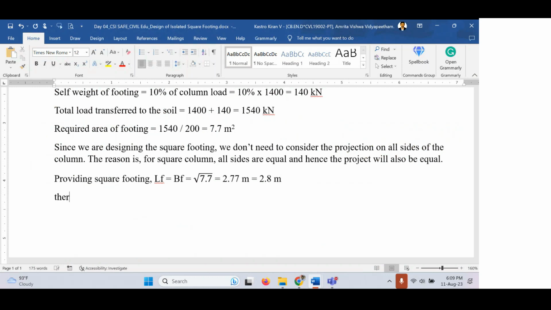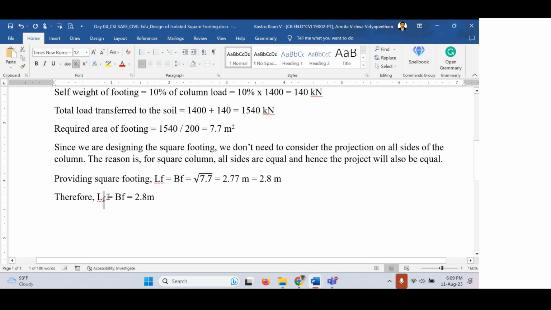So therefore, length of the footing LF equals width of the footing BF equals 2.8 meters. This is how we can calculate the length and width of the footing for the design of a square footing. For a rectangular footing, we have seen how to calculate that: first we consider the projection span, and then we calculate a plus 2x and b plus 2x, and only then calculate the length and width of the footing. But in a square footing, we don't need to work with the projection, because on all sides it is the same.